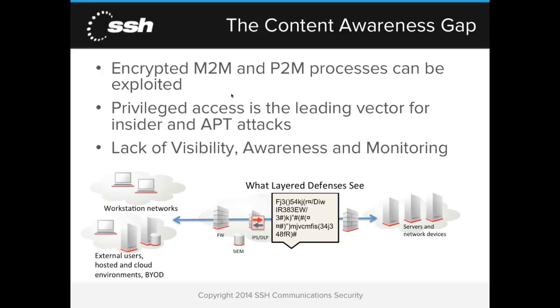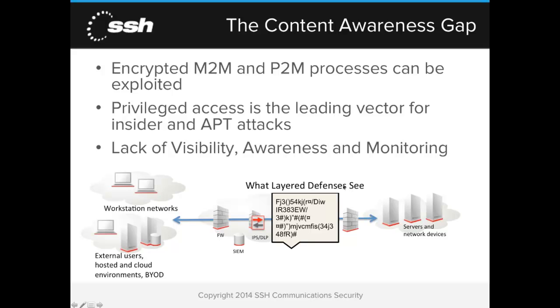So here's just a little example. We'll show you this in real time in the demo. But this is what most organizations are actually experiencing. They're seeing external users in the cloud, BYOD users, external third-party contractors, even internal employees' workstation networks, and machine-to-machine traffic on this side. And what do the layered defenses see? What does the content awareness gap create? Well, they're seeing just this sort of gobbledygook of encrypted data as it crosses their network. So they're not able to monitor it, and they're not able to take action on it.